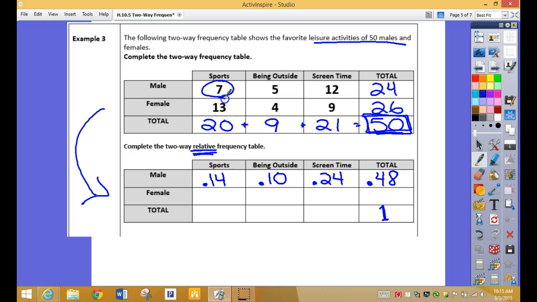All right, now let's do this one. What is 13 divided by 50? 0.26. All right, what is 4 divided by 50? 0.08. 9 divided by 50? 0.18. Add these all up going across, please. What do you get?